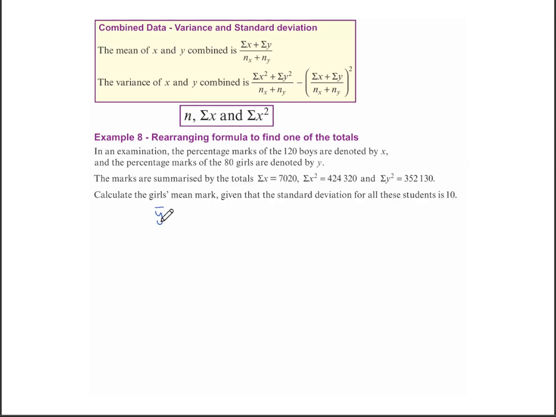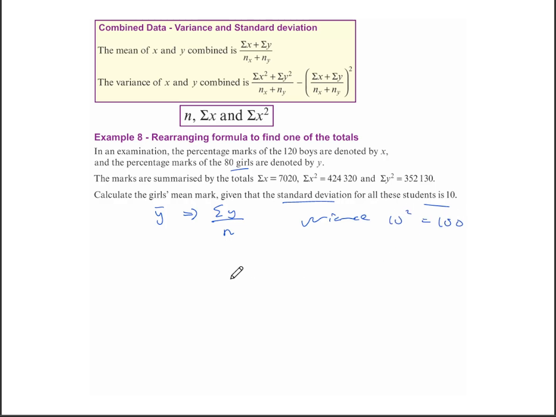Finally, similar thing about the combined data, but in this case we have to find y bar, which is the mean of the y data, because remember, y is the girls' marks and we have to find the girls' mean marks, which is just the sum of y over n. That's what we have to find. So remember, we are given that the standard deviation of all of these students combined is 10. Therefore, the variance is going to be 10 squared, which is going to be 100.